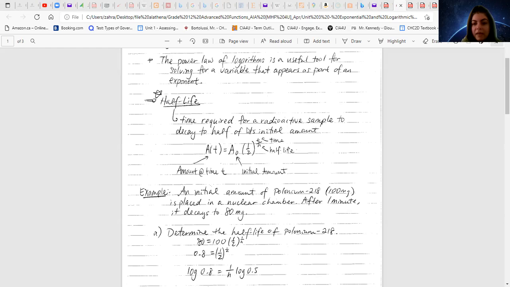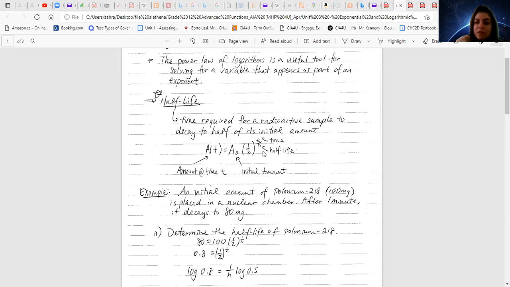So here is the radioactive material. Of course, the mass will decrease over time. And this is the equation that describes this fact. A is the amount of the radioactive material at time t. A0 is the initial amount of radioactive material you have. 1/2 is the base and t is the time. h is the half-life. Okay, what is the half-life?